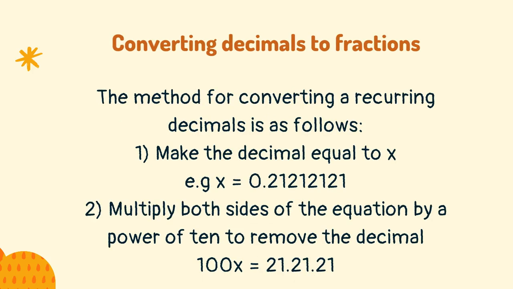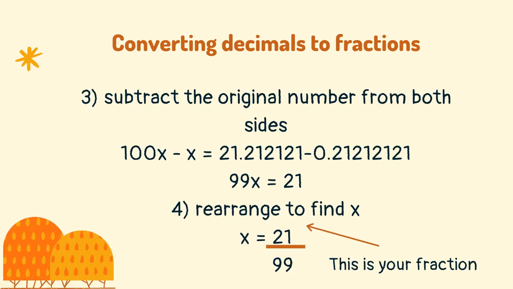The method for converting a recurring decimal is as follows. Make the decimal equal to x, then multiply both sides of the equation by a power of 10 to remove the decimal. Subtract the original equation from both sides, then rearrange to find x.